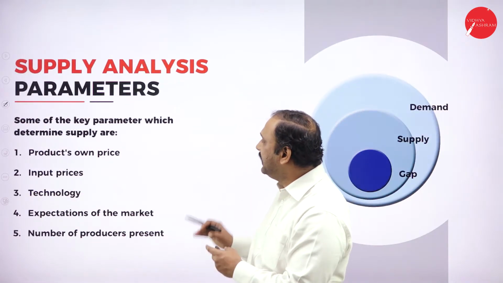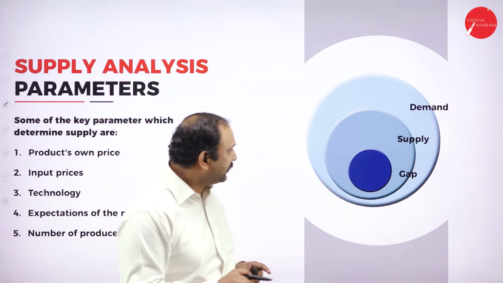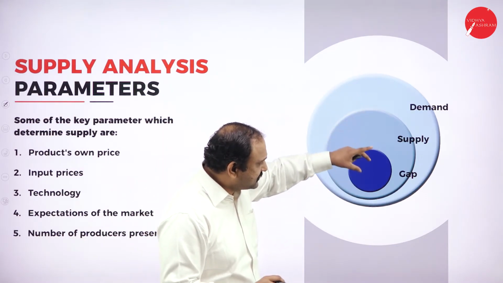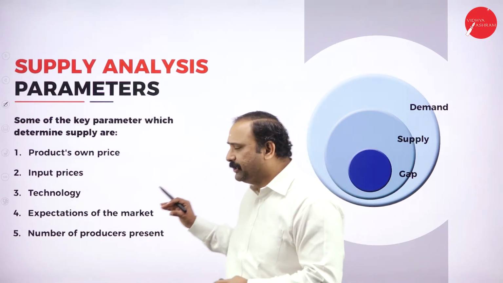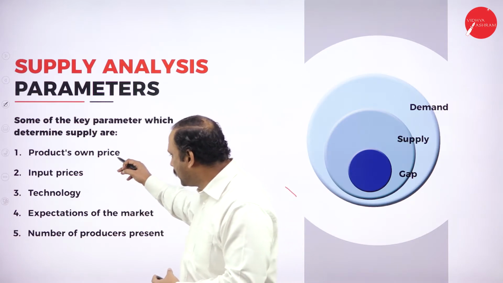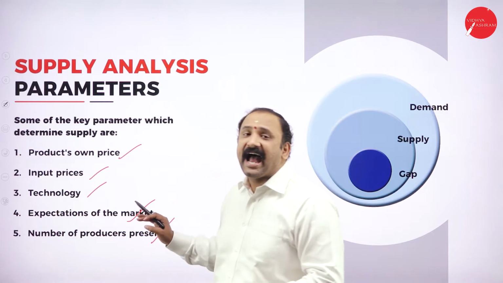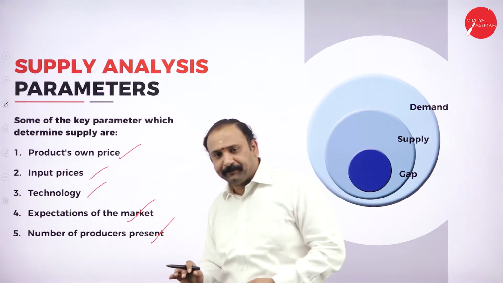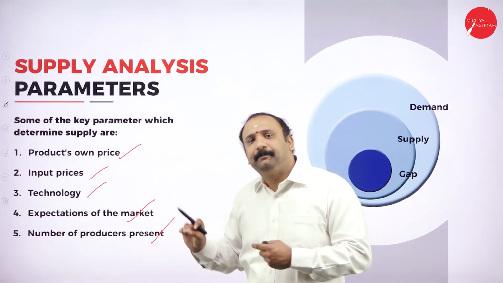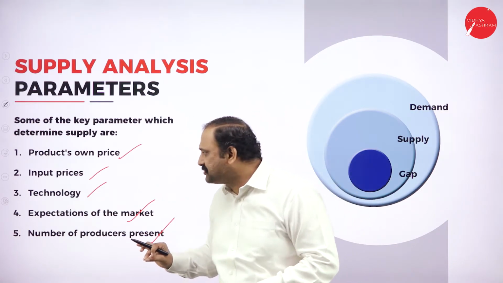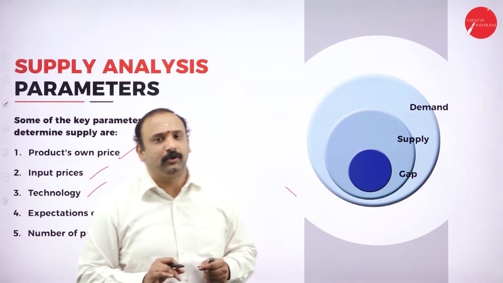Now, the next thing is the supply analysis parameters. So, what are the parameters that we are trying to talk about? This is the demand, this is the supply, and this is the gap factor that we are going to talk about. Now, let's go into the parameters. Some of the key parameters are product's own price, input prices, technology, expectations of the market, and number of producers present. Now, let me start in a very, very simple manner, trying to make you understand the supply analysis factors altogether.